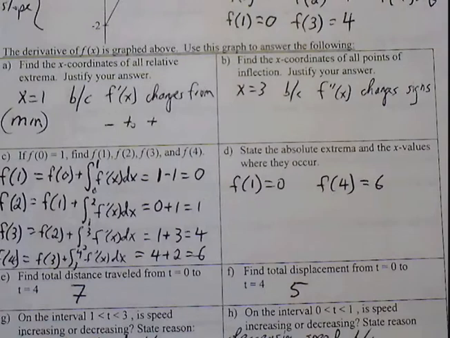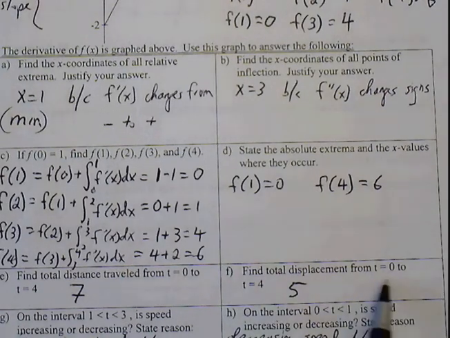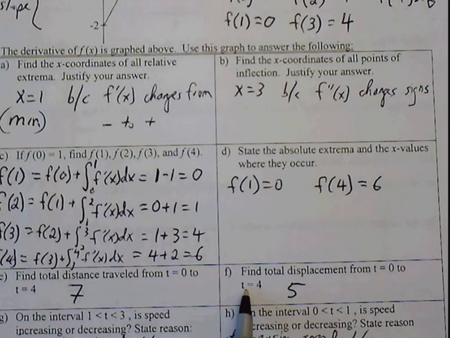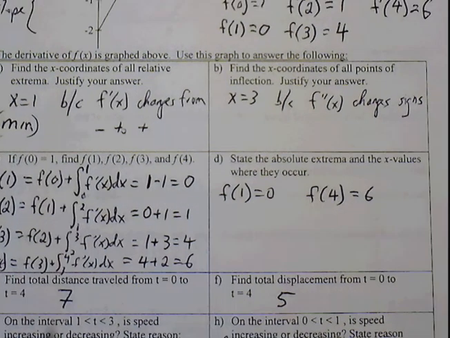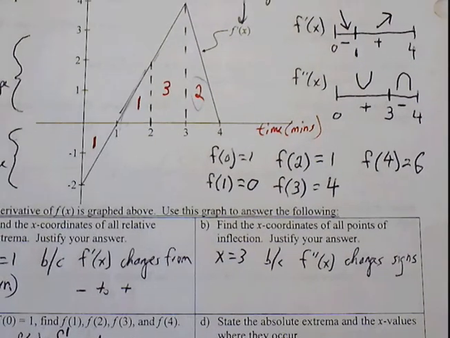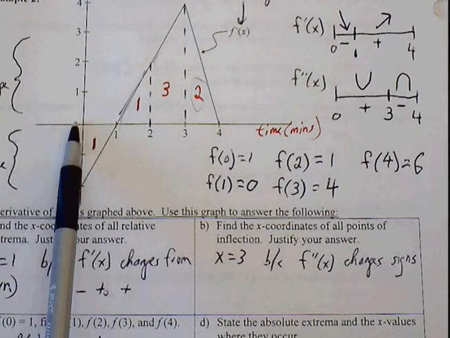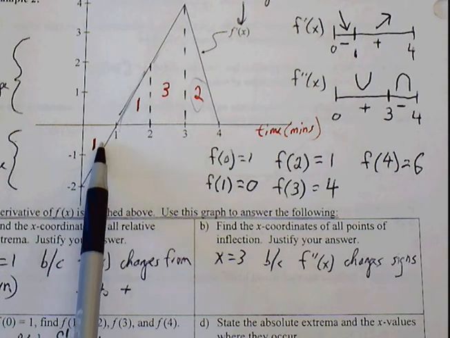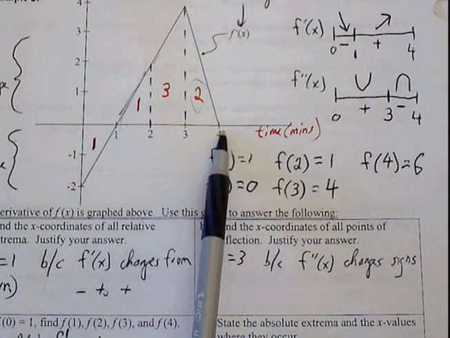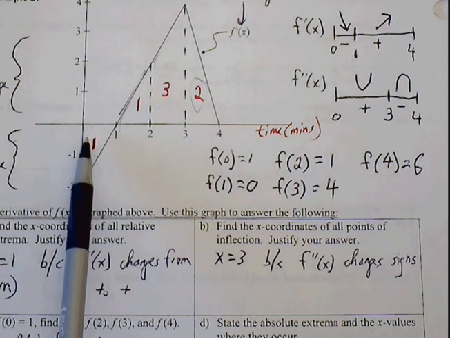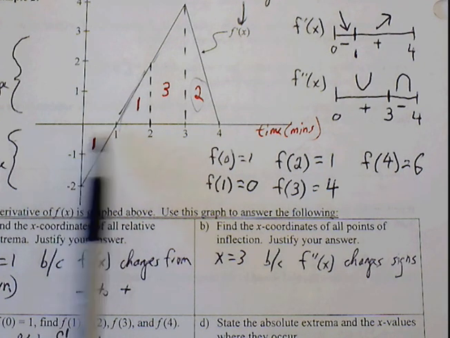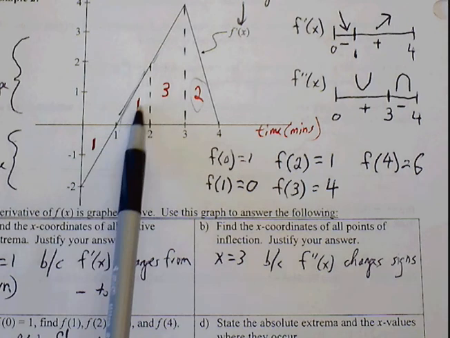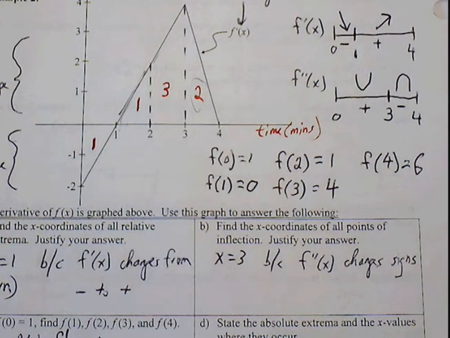Okay. Find the total displacement from t equals 0 to 4. So total displacement is simply how far he ends up from his original point. So we can keep track of the negatives and positives here. He starts at mile marker 1, goes backwards to 0, goes back to 1, and then up to 6. So the displacement is simply the 1 and negative 1 cancel out, so it's just going to be 5.